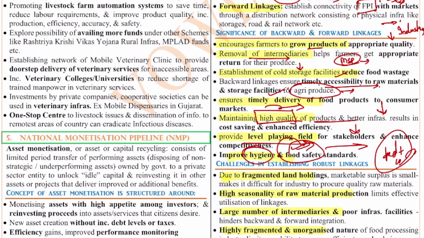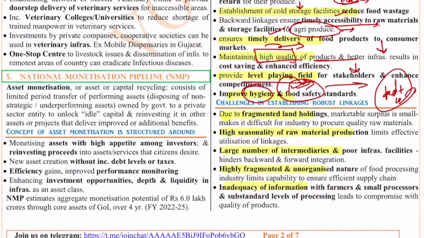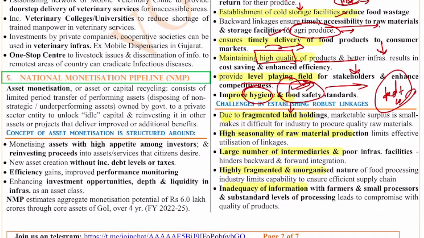But this has a lot of challenges. The challenges are fragmented land holdings with the farmers. We all know 86% of the farmers are small and marginal. There is high seasonality of raw material production, a large number of intermediaries and poor infrastructure facilities, and the highly fragmented and unorganized nature of food processing.